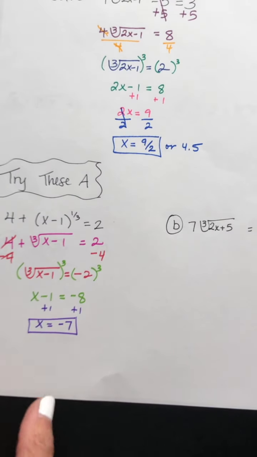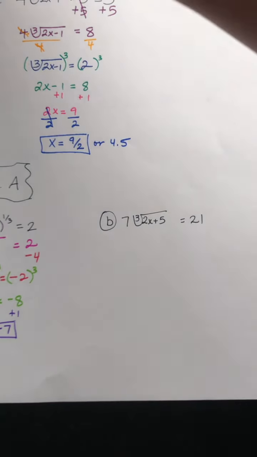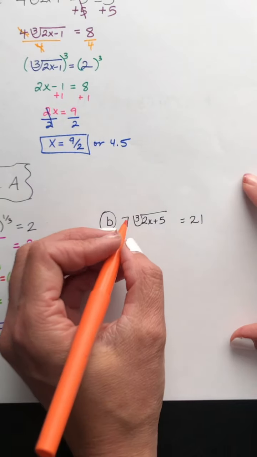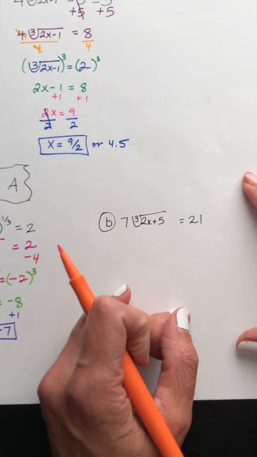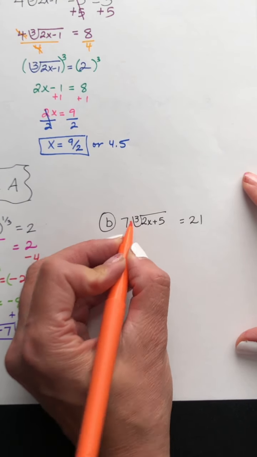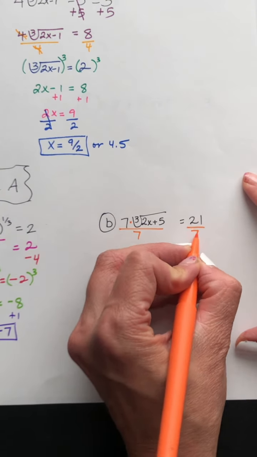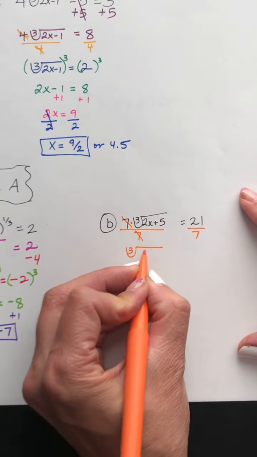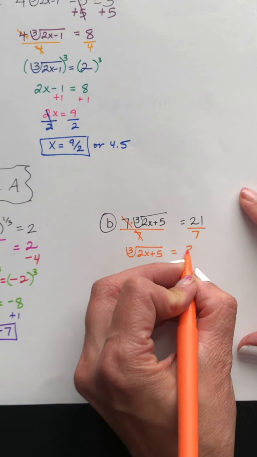All right, letter B. You're going to be asked to do this one on Edpuzzle. And by that time, you should have already done it, so now I can do it. All right, so we need to solve for x, and we need to isolate that variable, or the radical first. So this 7 is in front, which means it's being multiplied times the radical. So we have to undo the multiplication by dividing by 7. So we'll get the cubed root of 2x plus 5 equals 21 divided by 7 is 3.